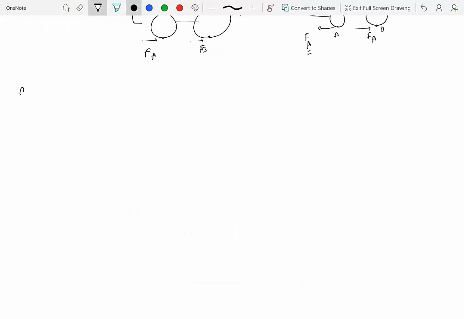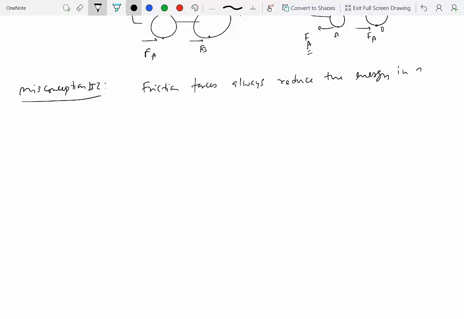Misconception number 2 is that friction forces always reduce the energy in a system. In general, that is not true actually.